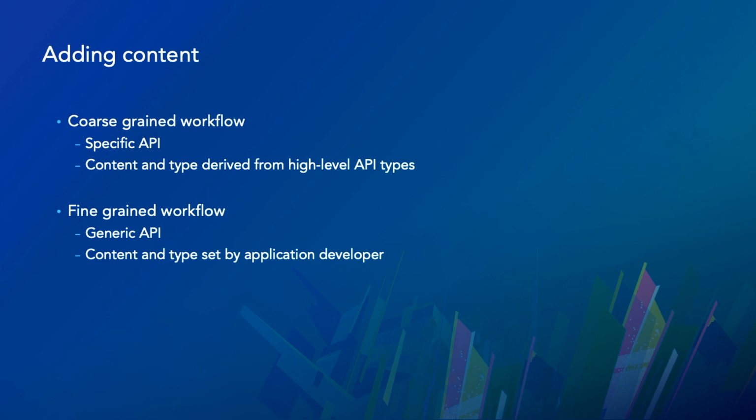And the runtime supports that. We have two basic workflows that you can use to add content. The first one is what we call a coarse-grained workflow. And this is where you're working with high-level types in the runtime, where runtime understands the content and can actually create that content in the right format on the portal very easily. And then the next is the fine-grained workflow, where we provide a very generic API for any type of content you want to add, but you as the application developer need to know what the content is and how to provide that type, etc.